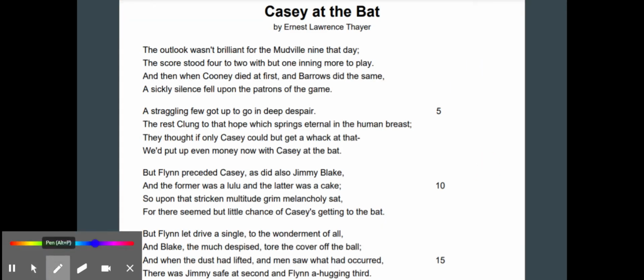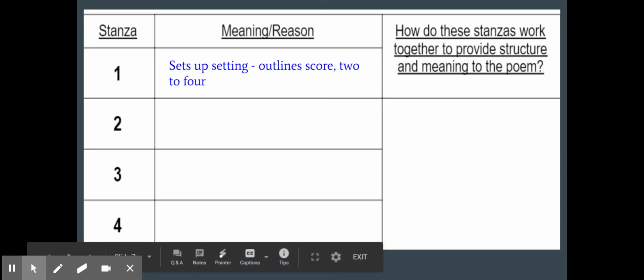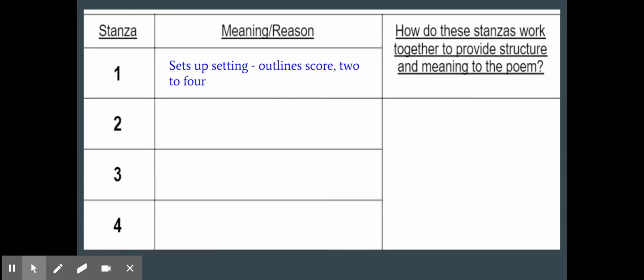So remember, stanzas are like paragraphs, but they're in our poem. So here is the poem Casey at the Bat. This would be stanza 1, stanza 2, stanza 3, and stanza 4. All right, so make sure that you're pausing and reading this as you need. As I'm reading that first stanza, I'm going to first think about what is the overall meaning or reason of that. Well, it sets up our setting, and it also outlines the score of the baseball game, which is 2-4. So we realize that the Mudville team is down.